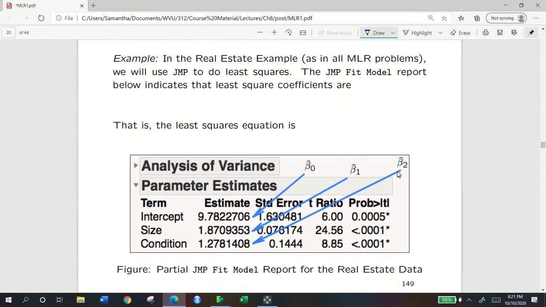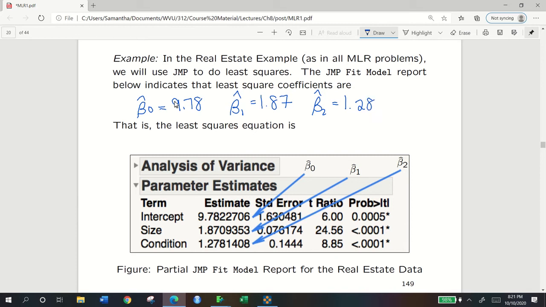And so if we take a look at our real estate example, we can see that we have a JMP report, and from this report we are given our parameter estimates, and with these parameter estimates we can have our least squares coefficients. So in this case, our beta naught hat is going to be equal to 9.78, our beta 1 hat is equal to 1.87, and our beta 2 hat is going to be 1.28.